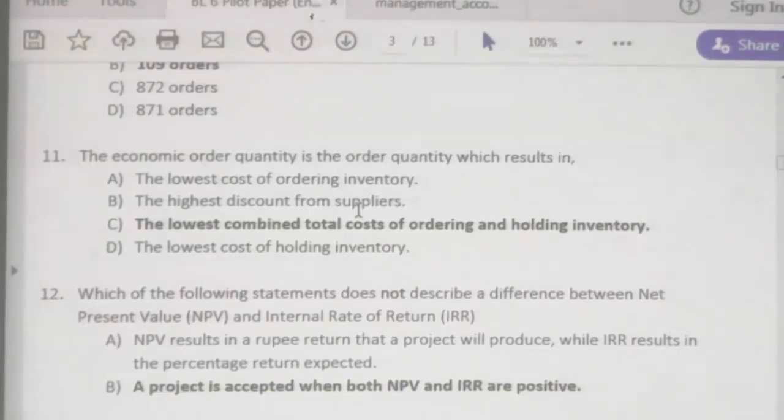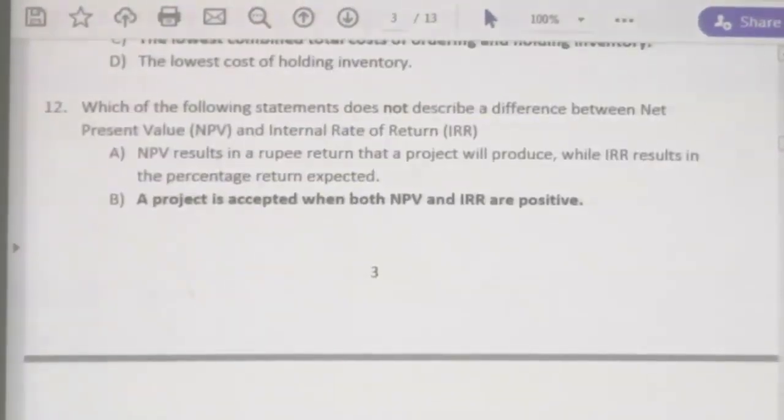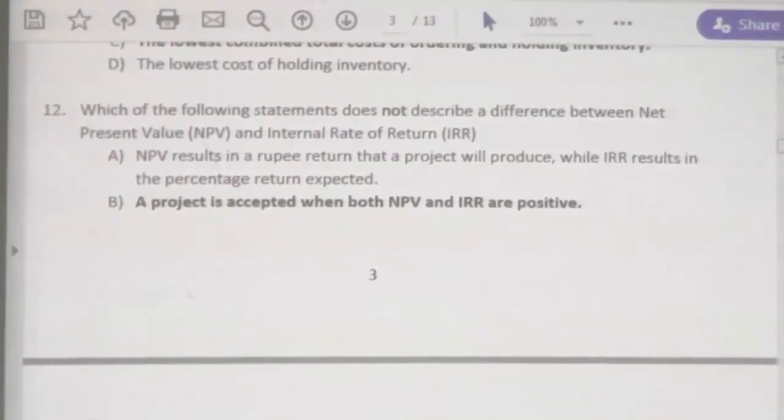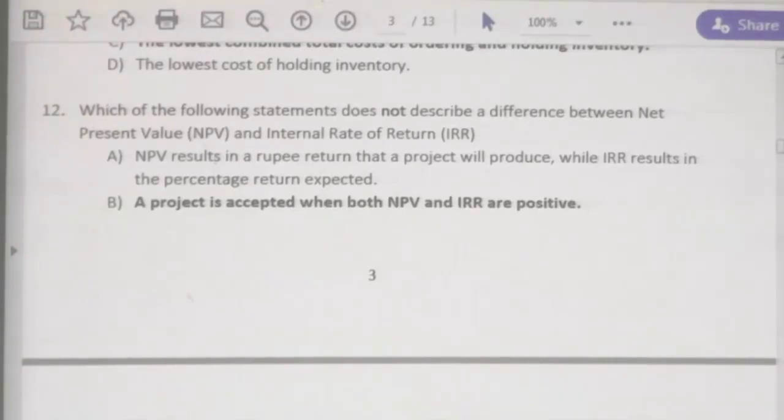Now let's take question 12. It is about project appraisal. Question number 12. Which of the following statements does not describe a difference between net present value and internal rate of return? Before moving to the answer, let's see what is NPV and what is IRR.